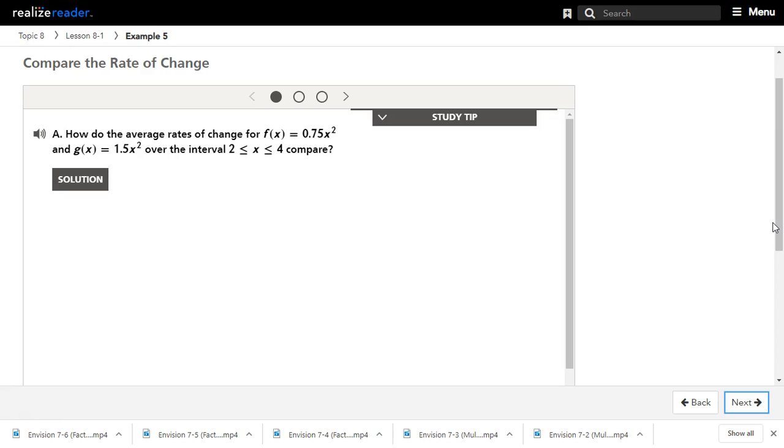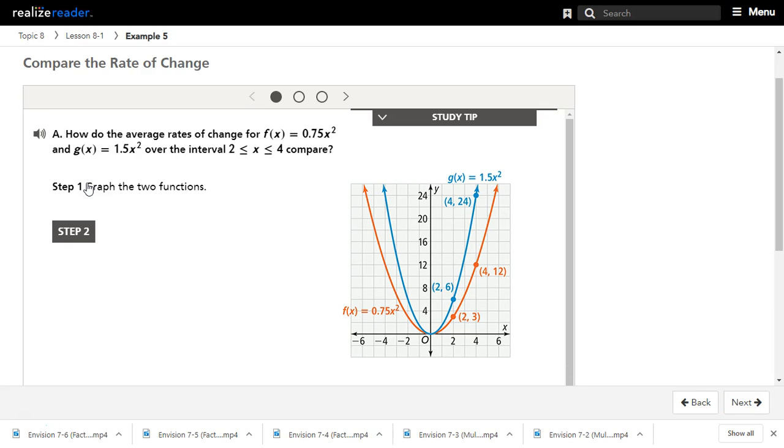So they want us to compare these two, 0.75x squared and 1.5x squared, over the interval 2 to 4. Okay? So you have to do this 4 times. We're going to plug in 2 to both. Then we're going to plug in 4 to both and get that answer. And then we're going to find the slopes of those. So here they are. When you plug in 2 for f of x, the first one, you do get 3. And for the 4, you get 12.